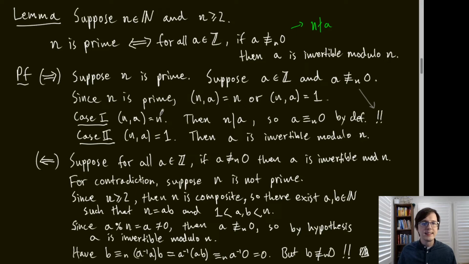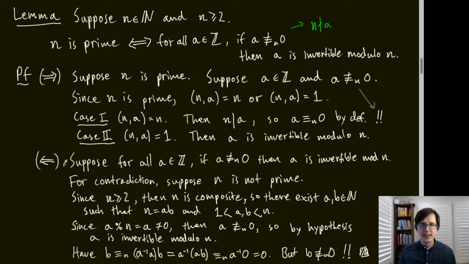When the GCD is n, then n divides a, but that means that a is congruent to 0 mod n, but we assumed that a is not congruent to 0 mod n, so that's a contradiction. So that case is handled because it can't happen. Case 2, when the GCD is 1, then what we already discussed is that a is invertible modulo n, and that is the conclusion that we wanted. Okay, so that's the forward direction.